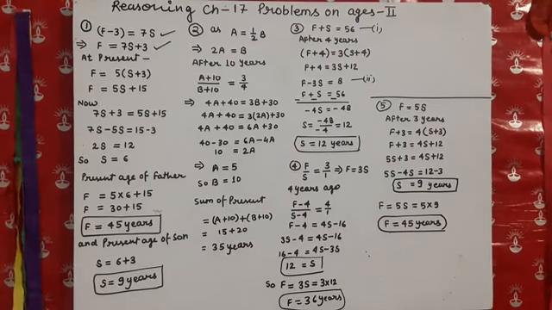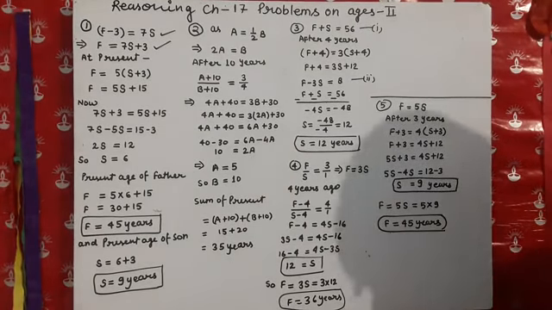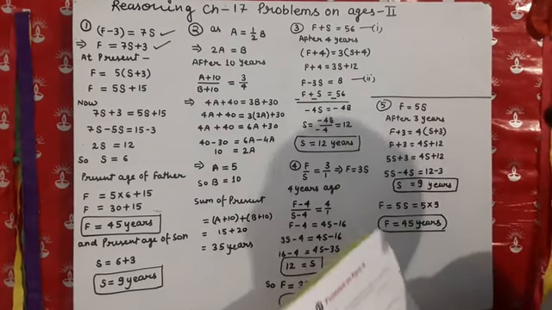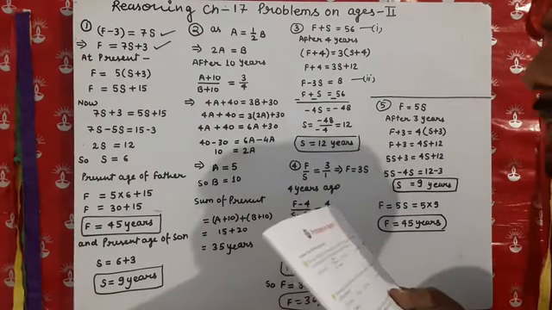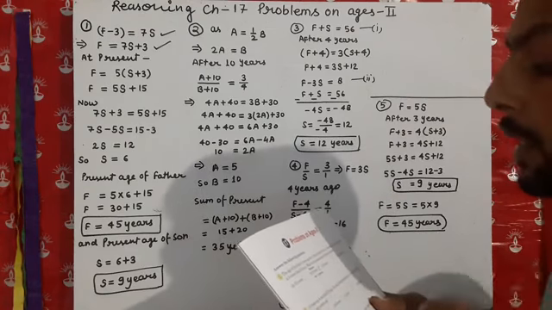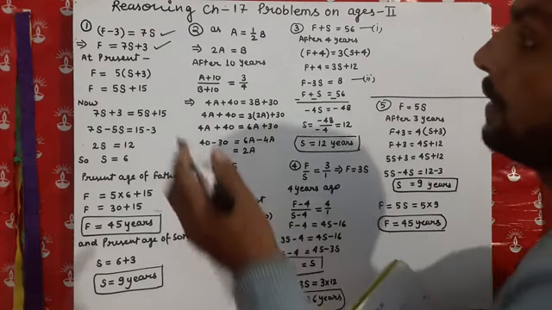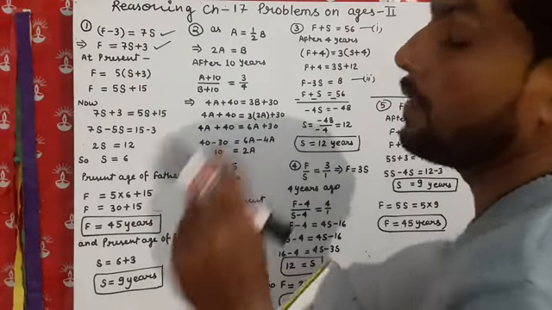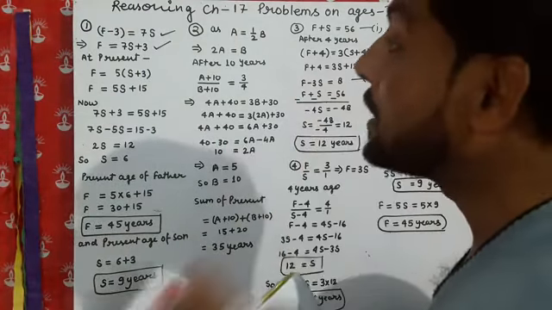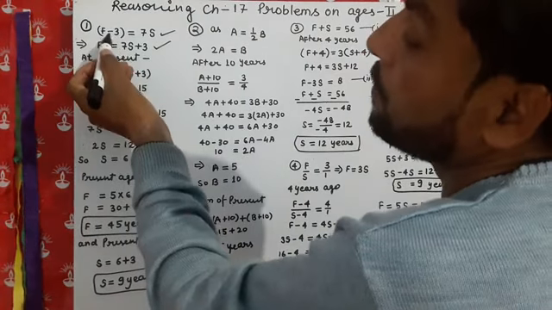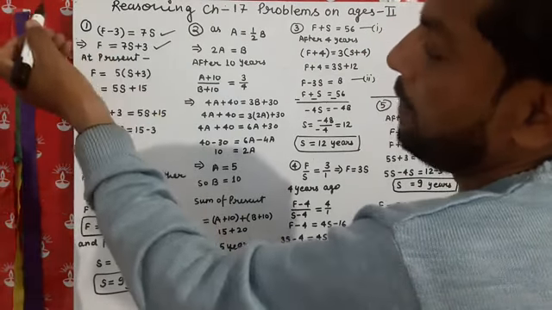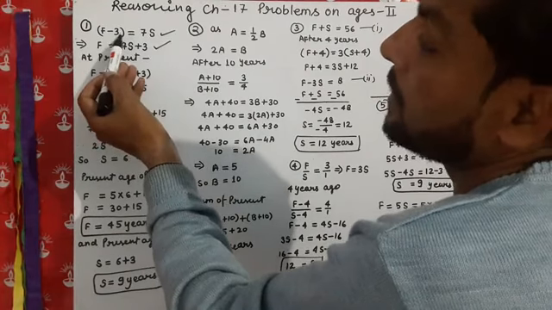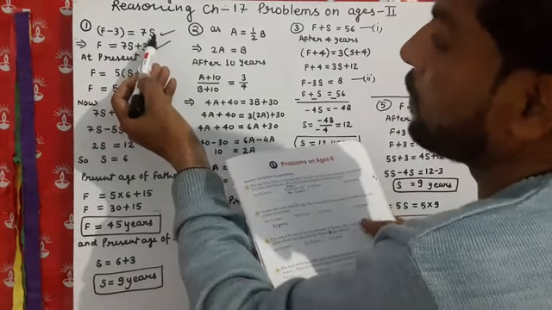Hi students, today I am going to cover the reasoning chapter number 17, problems on ages, second part. Here the first question is given: the age of the father 3 years ago was 7 times the age of the son. So I am taking that f is the age at present time. So 3 years back, it becomes f minus 3, and that is equal to 7 times the age of the son.